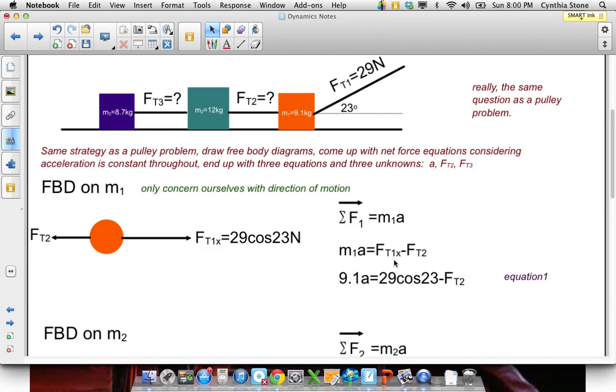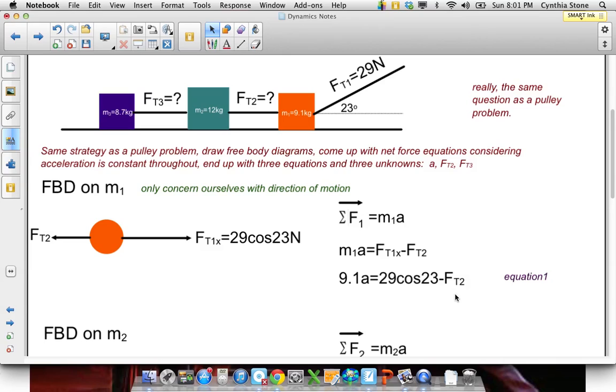That'll be the forward force, which in this case is just the X component, the horizontal component of my applied force, or my tension force in that first one, sorry, minus the holding back force, right? So all that's acting on it is the X component here and FT2. So we're assuming there's an acceleration, so M1 is 9.1 kilograms, times my acceleration is equal to this, and now I have one equation with 2 unknowns.